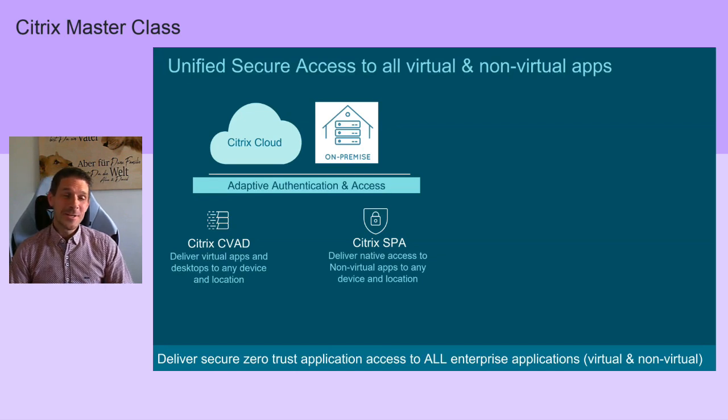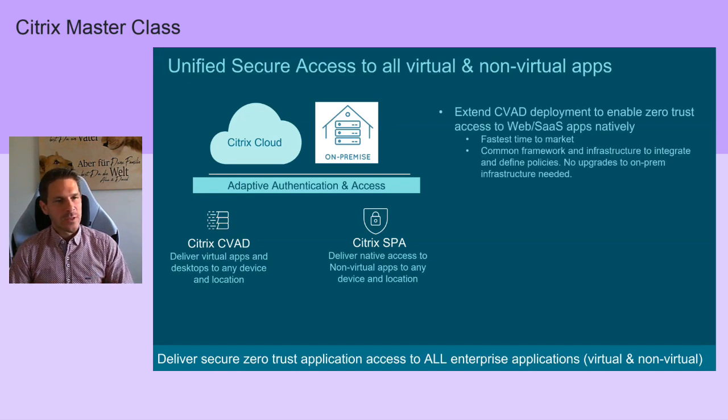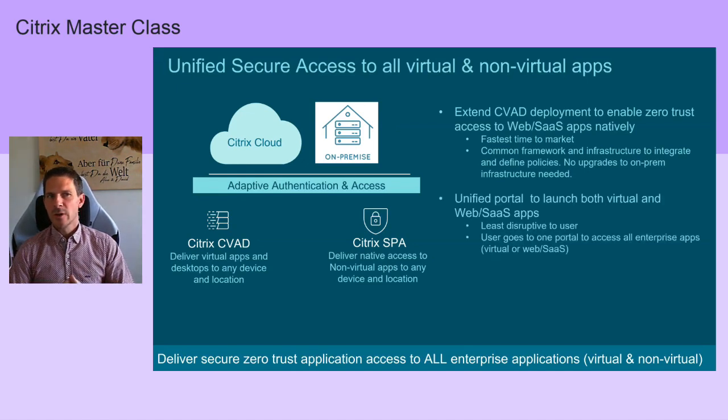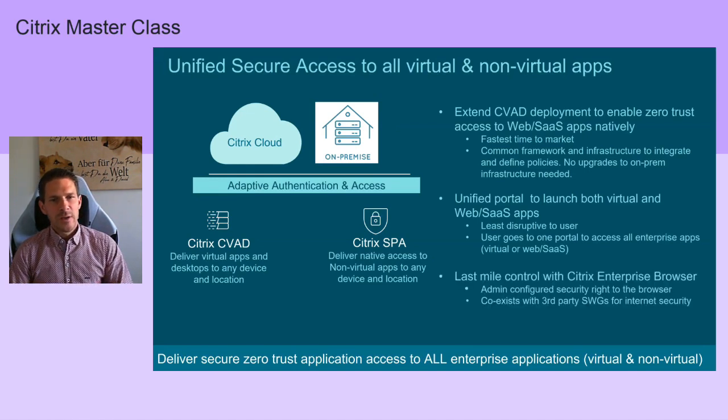Also a good question. Citrix Secure Private Access allows us to extend the CVAD virtual deployment by natively adding zero trust access to web and SaaS apps. This allows a faster time to market and to use a common framework. Also, it allows us to enhance the user experience with a unified portal to launch virtual and non-virtual apps the same way while providing single sign-on, and to control the web and SaaS traffic on the last mile with Citrix Enterprise Browser.